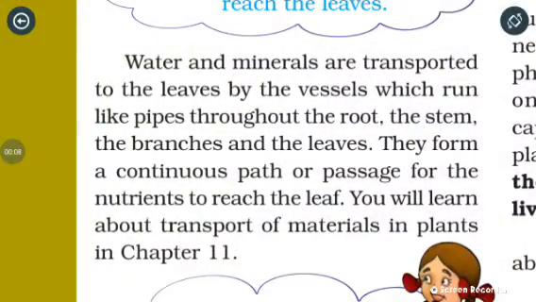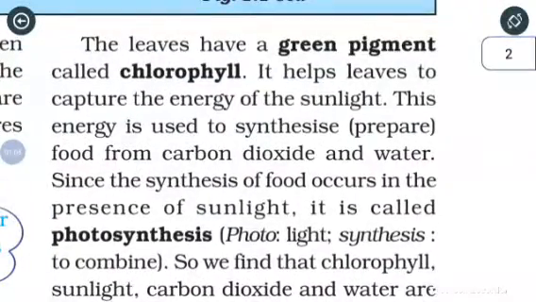which run like a pipe throughout the root, the stem and the branches to the leaf. They form a continuous path or a passage for the nutrition to reach the leaf. It means the roots absorb the nutrients from the ground and transport and pull them upward, and from there the vessels take them and carry them to the leaves. Okay. You will learn about transport of materials in plants in chapter 11. We will discuss it in more detail in chapter 11.